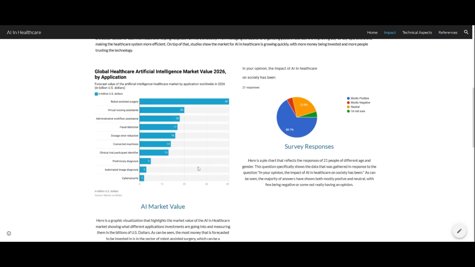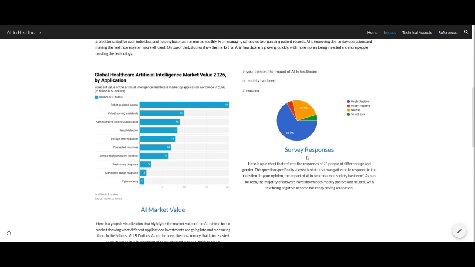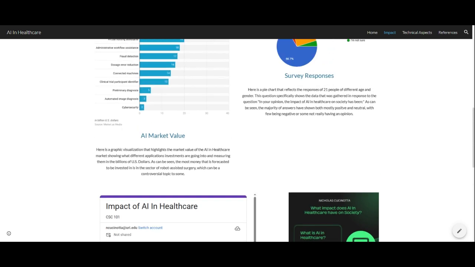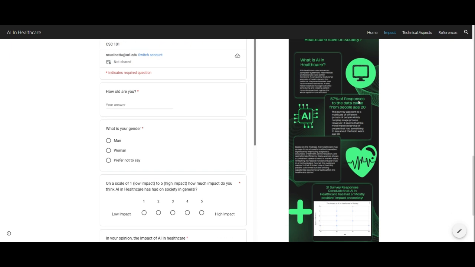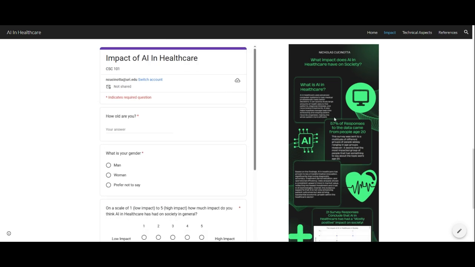I also have, for the response sheet that I have here, the graph that was made with the survey responses. It's a pie chart, and there were 21 different responses, and it shows their opinions on how much AI has affected healthcare, like on society, how they see the impact on the world being. This is also another little tidbit that summarizes this. Here's the infographic that was made on Canva, which talks about the general what is AI in healthcare. This goes more in depth into the Google form that we had to make.